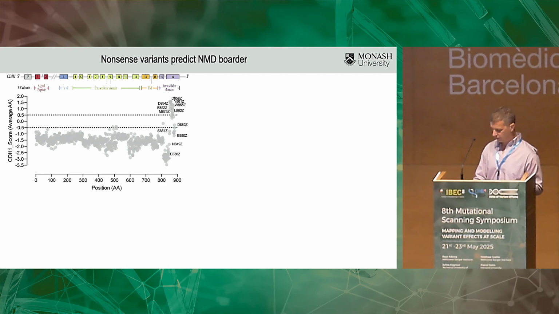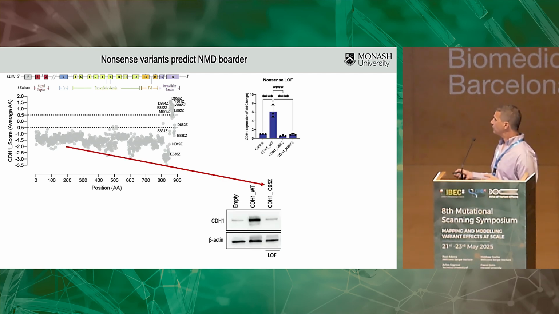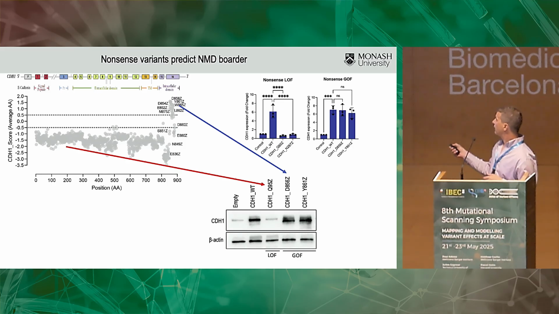So we decided to look at this more closely. If you look at nonsense variants in the beginning of these exons, you see that these nonsense variants result in loss of both the mRNA and the protein, which is what you see for nonsense-mediated decay. And if you look at the variants in this region over here, there's no loss of protein or mRNA.